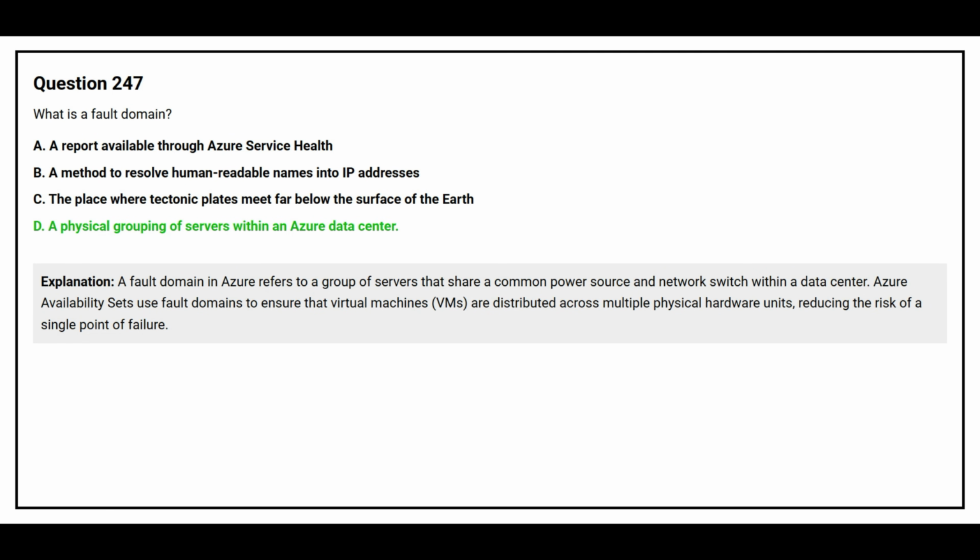A fault domain in Azure refers to a group of servers that share a common power source and network switch within a data center. Azure Availability Sets use fault domains to ensure that virtual machines (VMs) are distributed across multiple physical hardware units, reducing the risk of single point of failure.